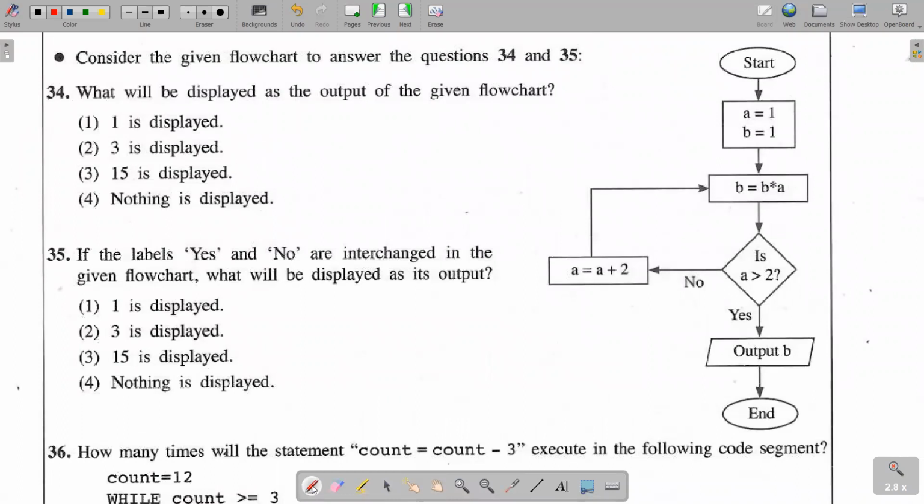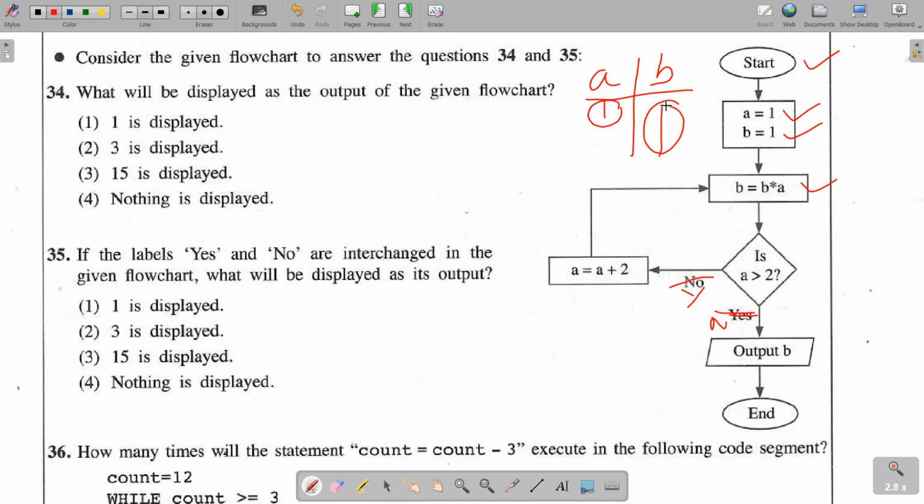That means here you are going to have yes, and here you are going to have no. So let's hand-trace this and see. It starts with A equals 1 and B equals 1. Then it says B equals B into A. A is 1 and B is 1, so 1 into 1 is 1. Still B's value is 1.